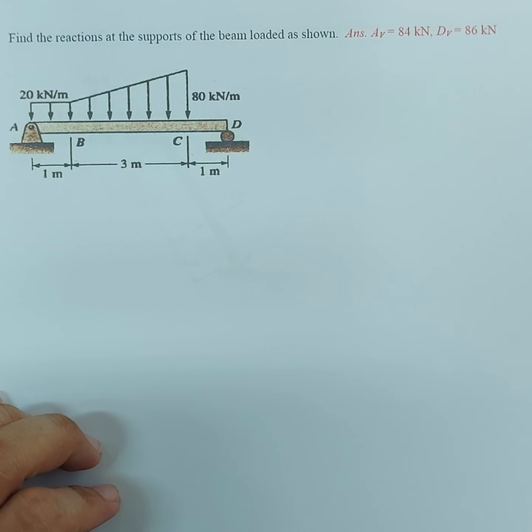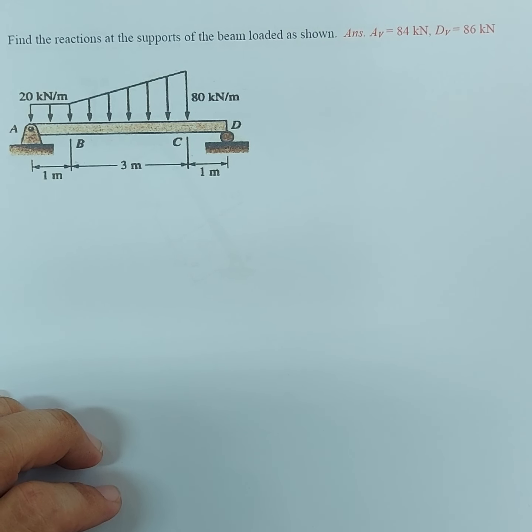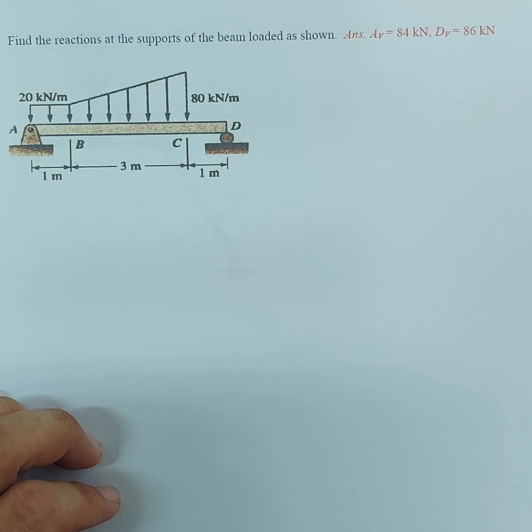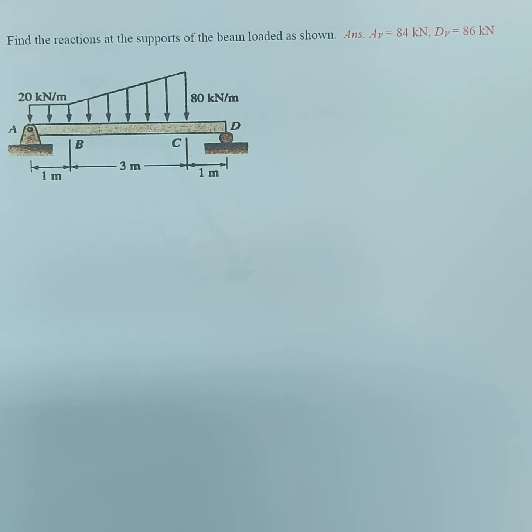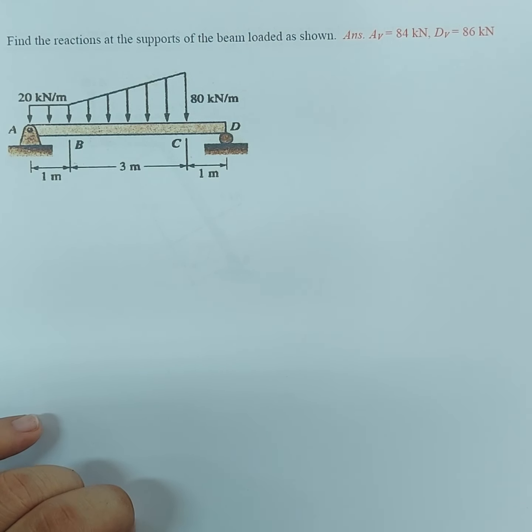Okay, let's continue with chapter 5, equilibrium of rigid bodies. So let's try to solve this problem, illustrative problem. Find the reactions at the supports of the beam loaded as shown. So given na yung answers natin. Okay, so first of course is we need to identify kung anong klaseng support meron yung beam natin.